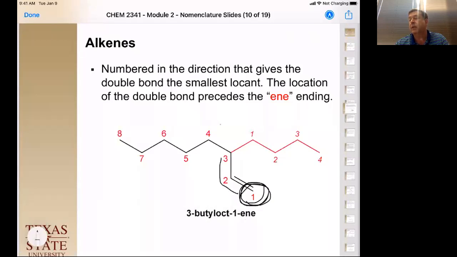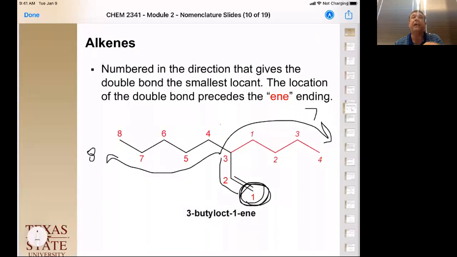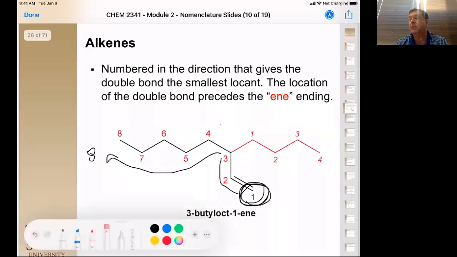And if we continue to number in this direction here, we'd end up with 7. But because we numbered in this direction here, we have a total of 8. So that means we have octa for 8, ene for the alkene. And that makes the other chain a substituent. Even though you'd have a longer chain without the alkene in there, you must have the alkene in the parent chain.